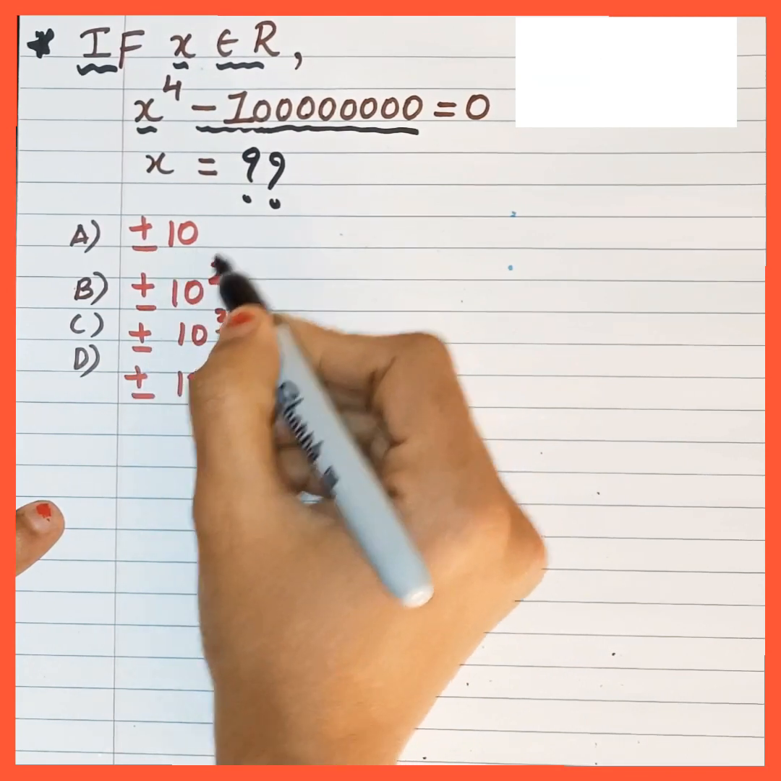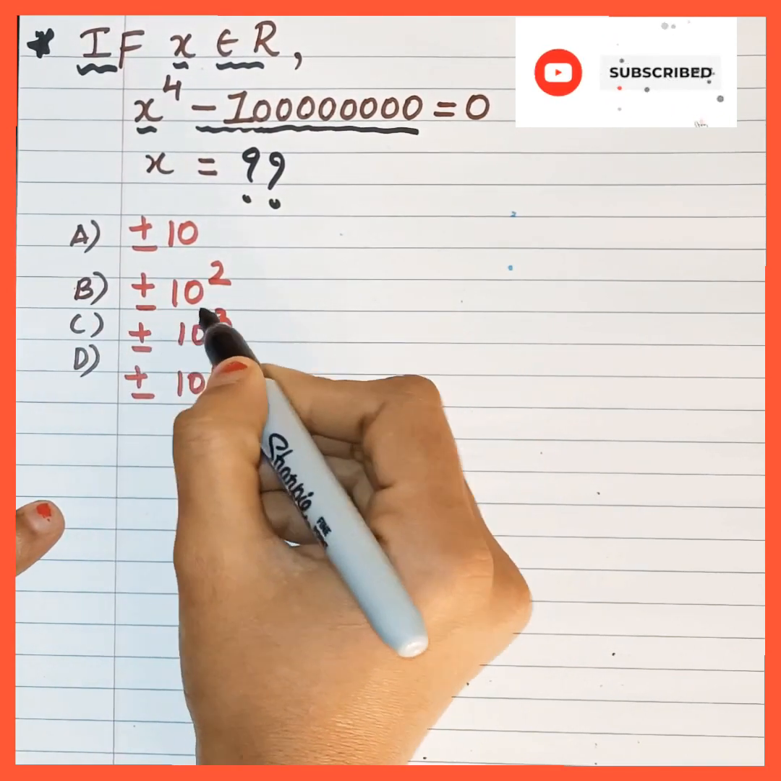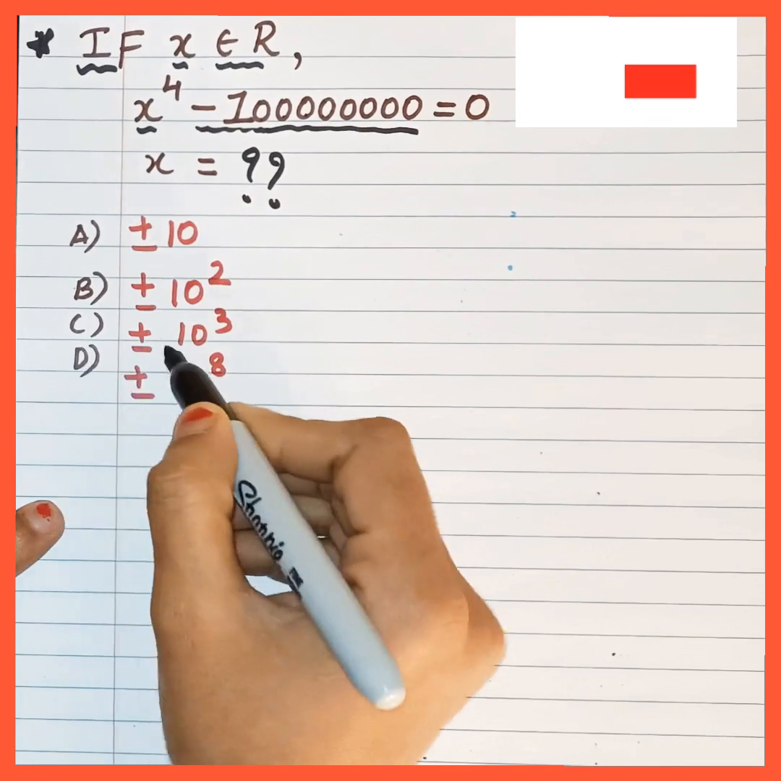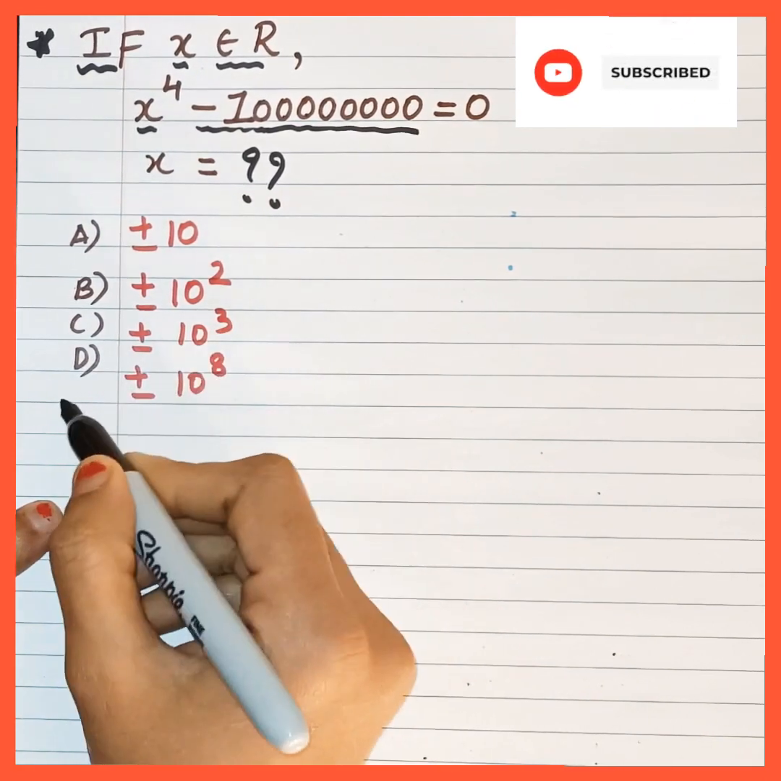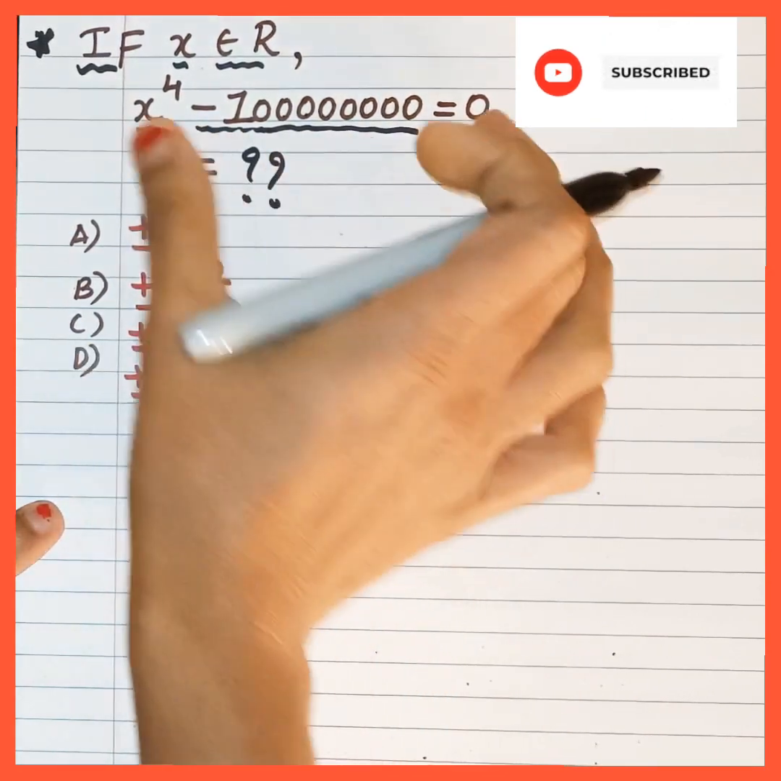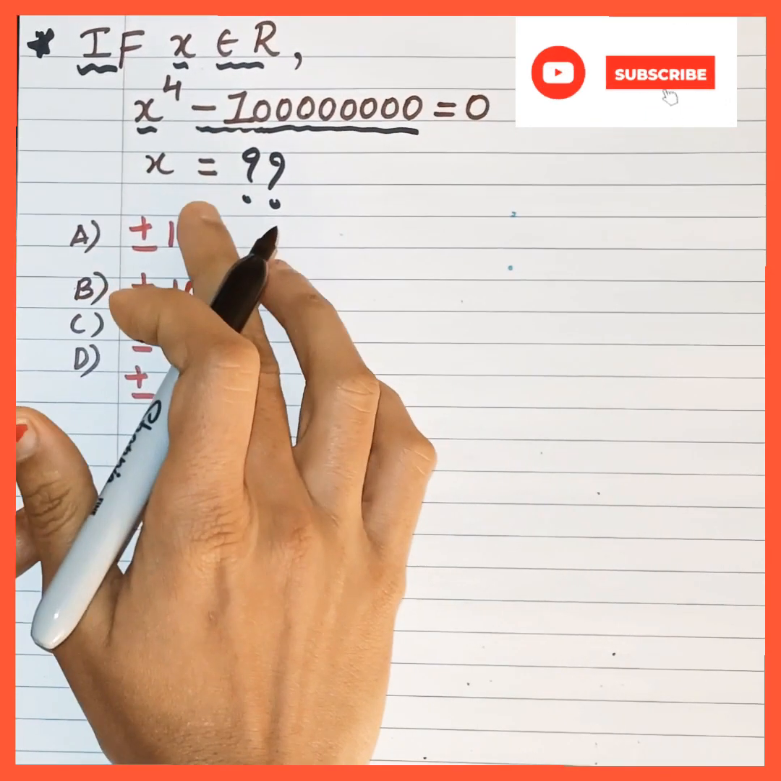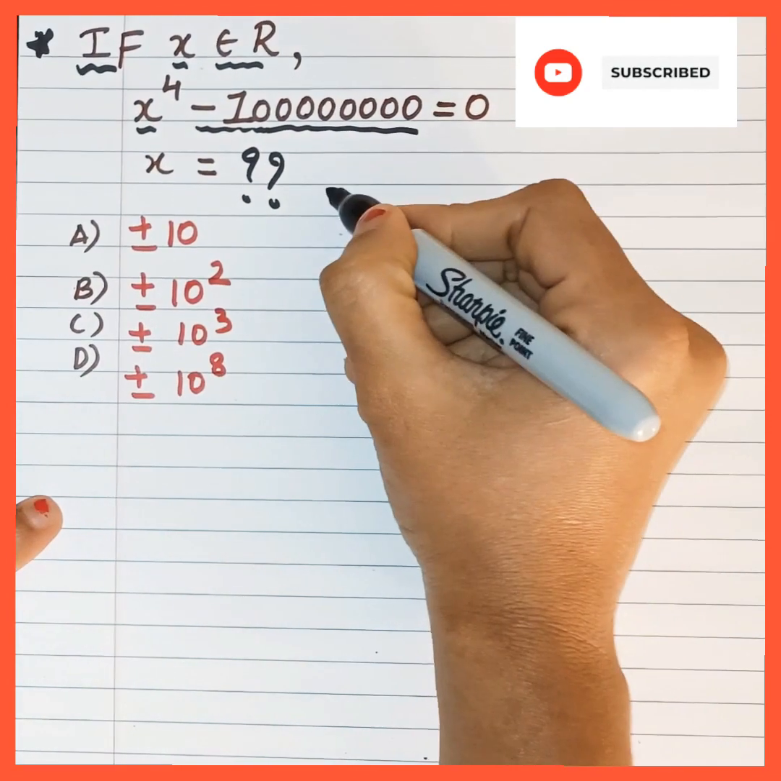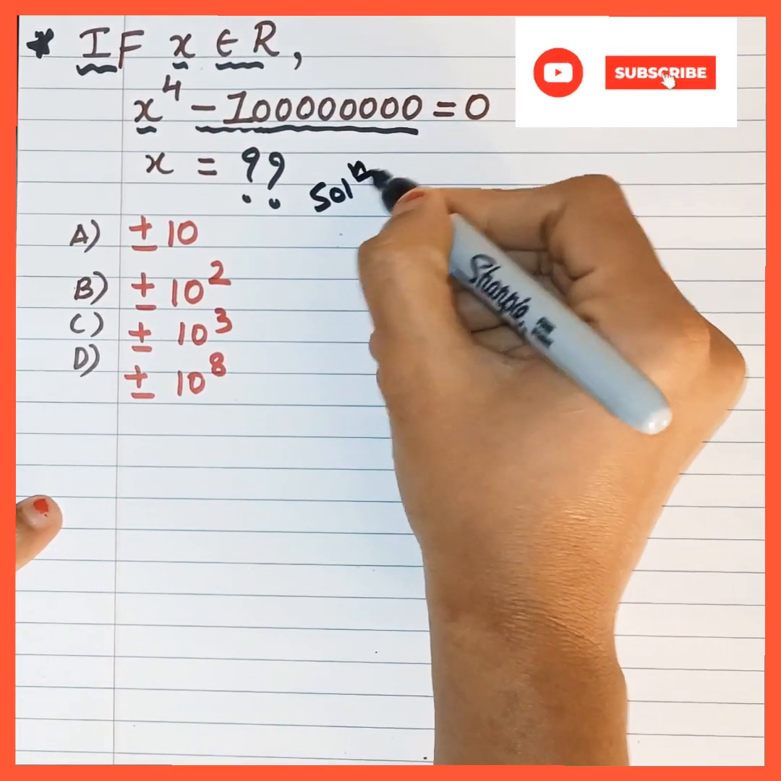These are the options given to us: option A is plus or minus 10. Option B is plus or minus 10 square. Then the third option is plus or minus 10 cube. Then the last option is plus or minus 10 raised to 8. So let's see how to find the value of x and move ahead with the solution.